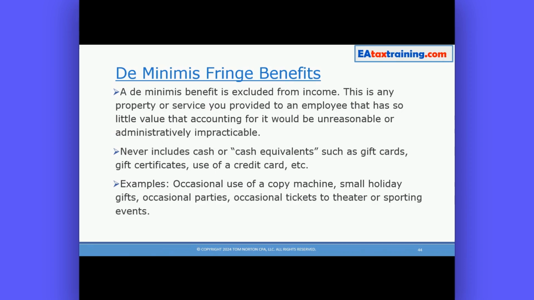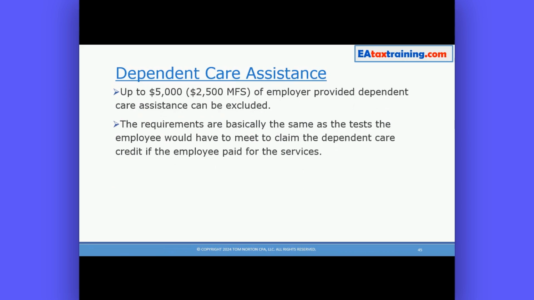Examples of this would be occasional use of a copy machine for personal purposes, small holiday gifts, occasional parties that you might give for employees, occasional tickets to theater or sporting events. You do not have to include those in the employee's income.